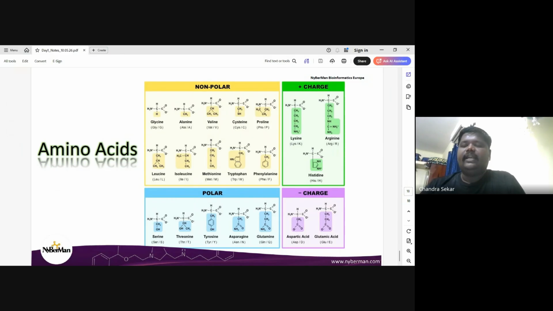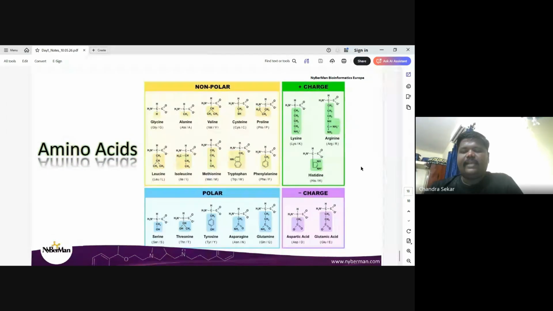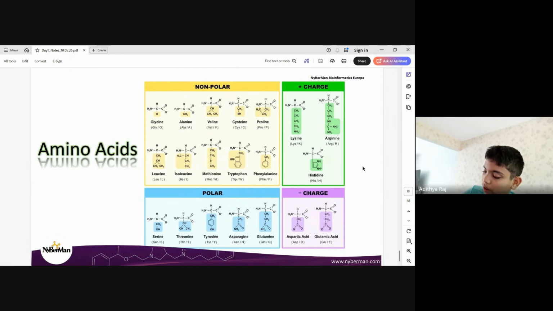Correct. So you can classify the names after the class. You can take a small homework. Classify the amino acids based on diet, like essential, non-essential. Okay. Clear? I'll check that.